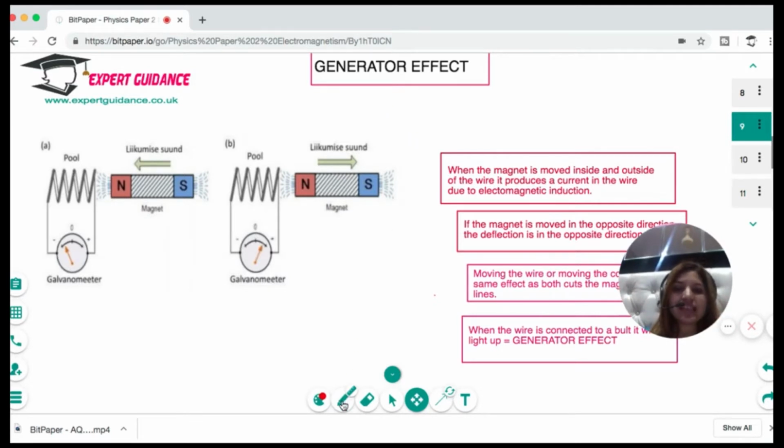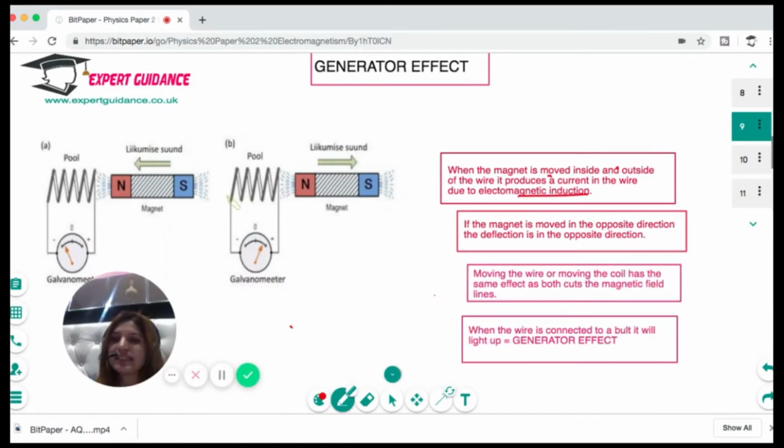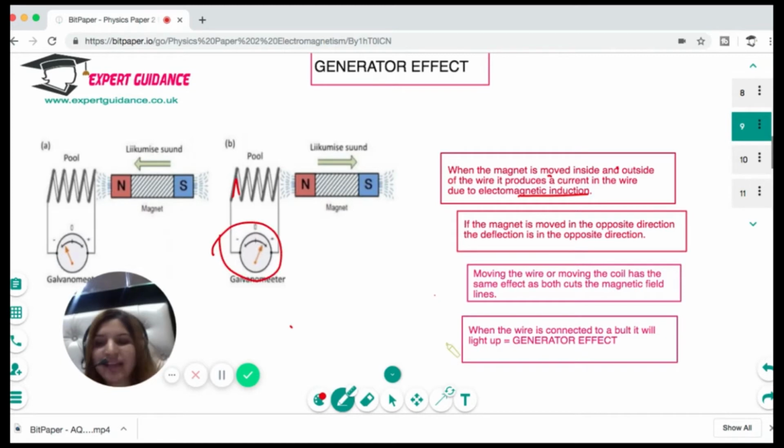The generator effect says that when a magnet is moved inside and outside of a wire, it produces a current in the wire due to electromagnetic induction. And how can we see that? We can take a coil of wire and move the magnet in and out. As the magnet moves in and out, it will cut the magnetic field lines, and as it cuts the magnetic field lines, we will see the deflection in the galvanometer.